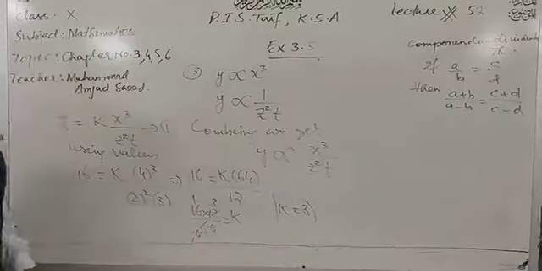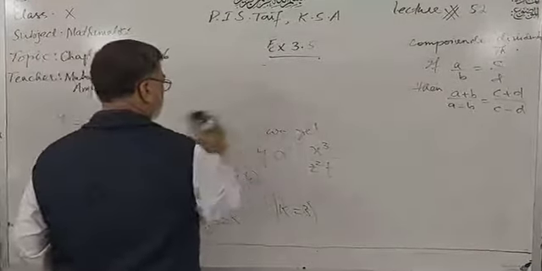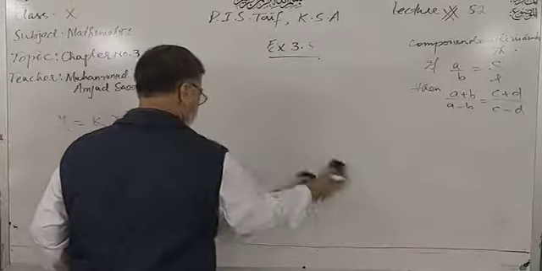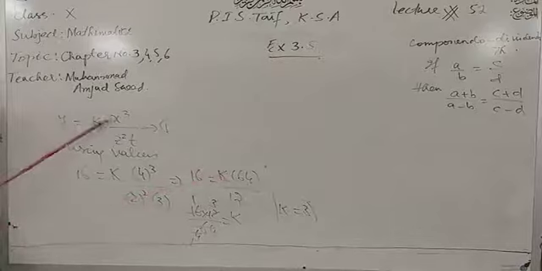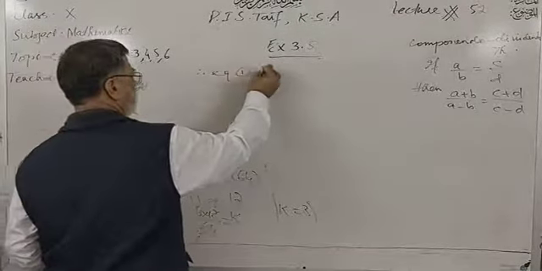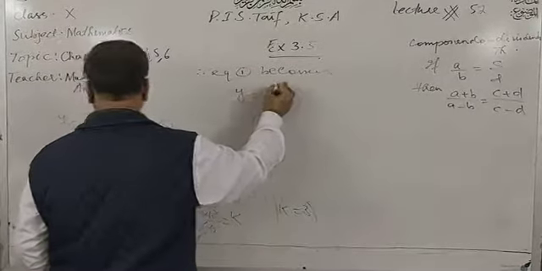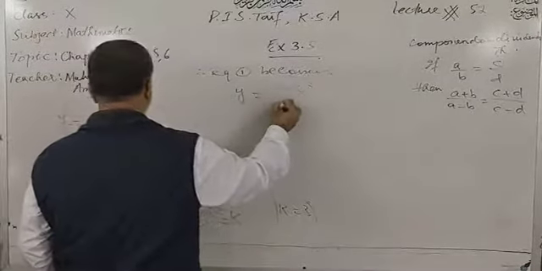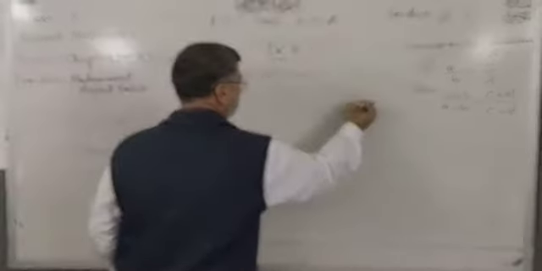Your equation 1 becomes, dear students, in equation number 1, use the value of k here. Therefore, equation 1 becomes y is equal to 3x cube over z square t. That is equation number 2.